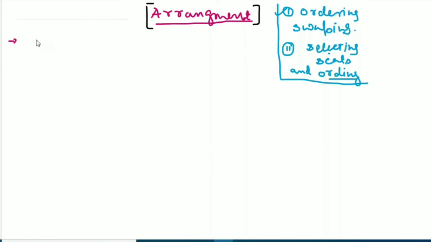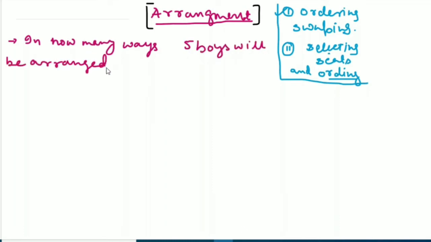The second question is very simple for all of you. This talks about the scenario where we are putting some condition on them. Like, in how many ways will 5 boys be arranged in a straight line? This is very clear. Are you able to see that every time I'm writing a straight line, because arrangements are possible around a circle also. So now I'll put a condition.